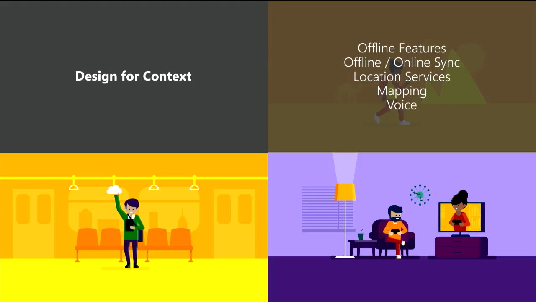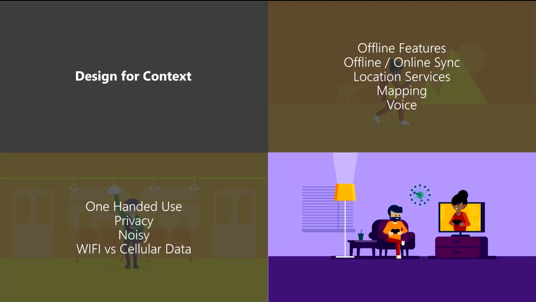But if you're on a subway, which is notoriously loud, you need to hold on to something. So certainly one-handed use is a priority. Privacy, you don't want somebody looking over your shoulder while they're using the application. Or maybe it doesn't matter for your application, but if it does, that's something to consider. That it's noisy.